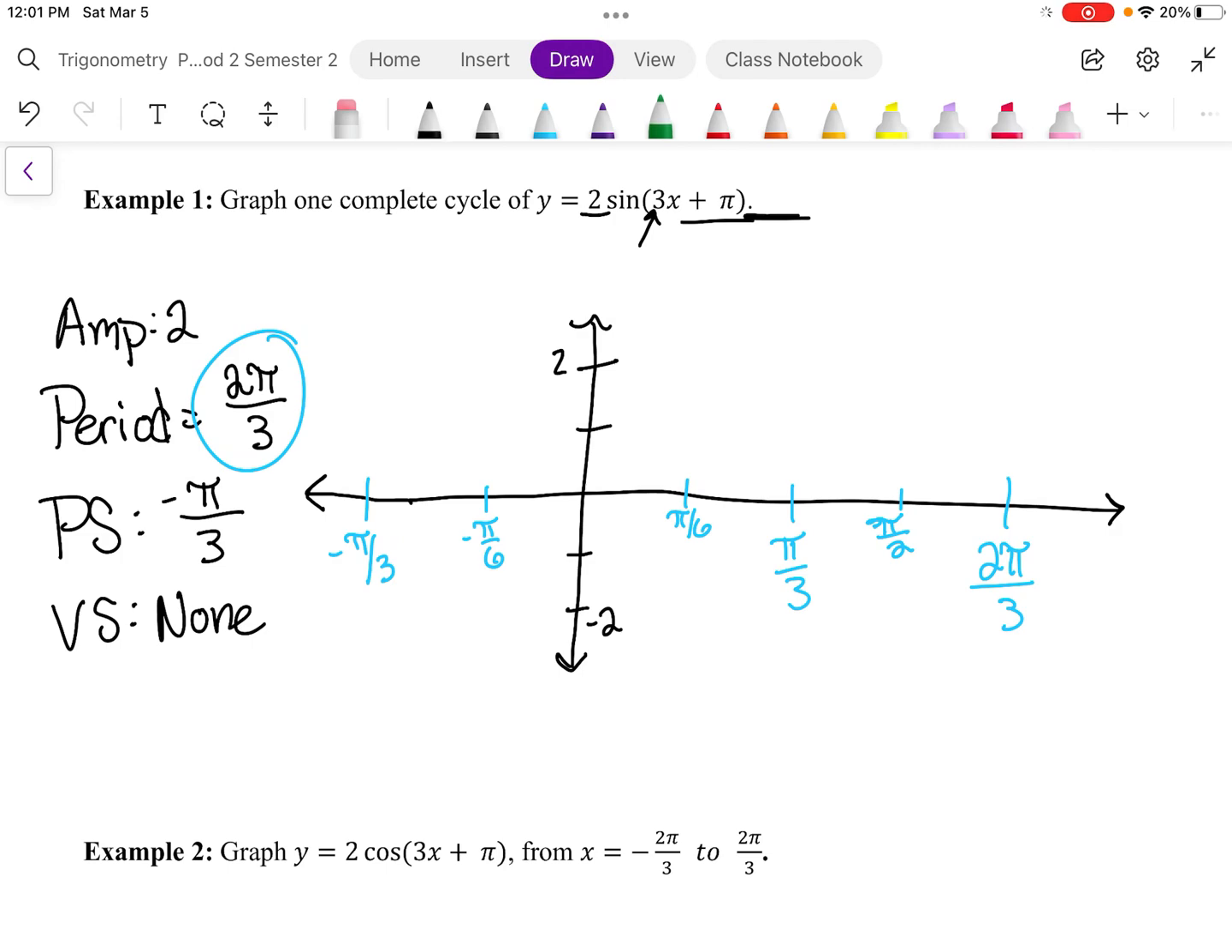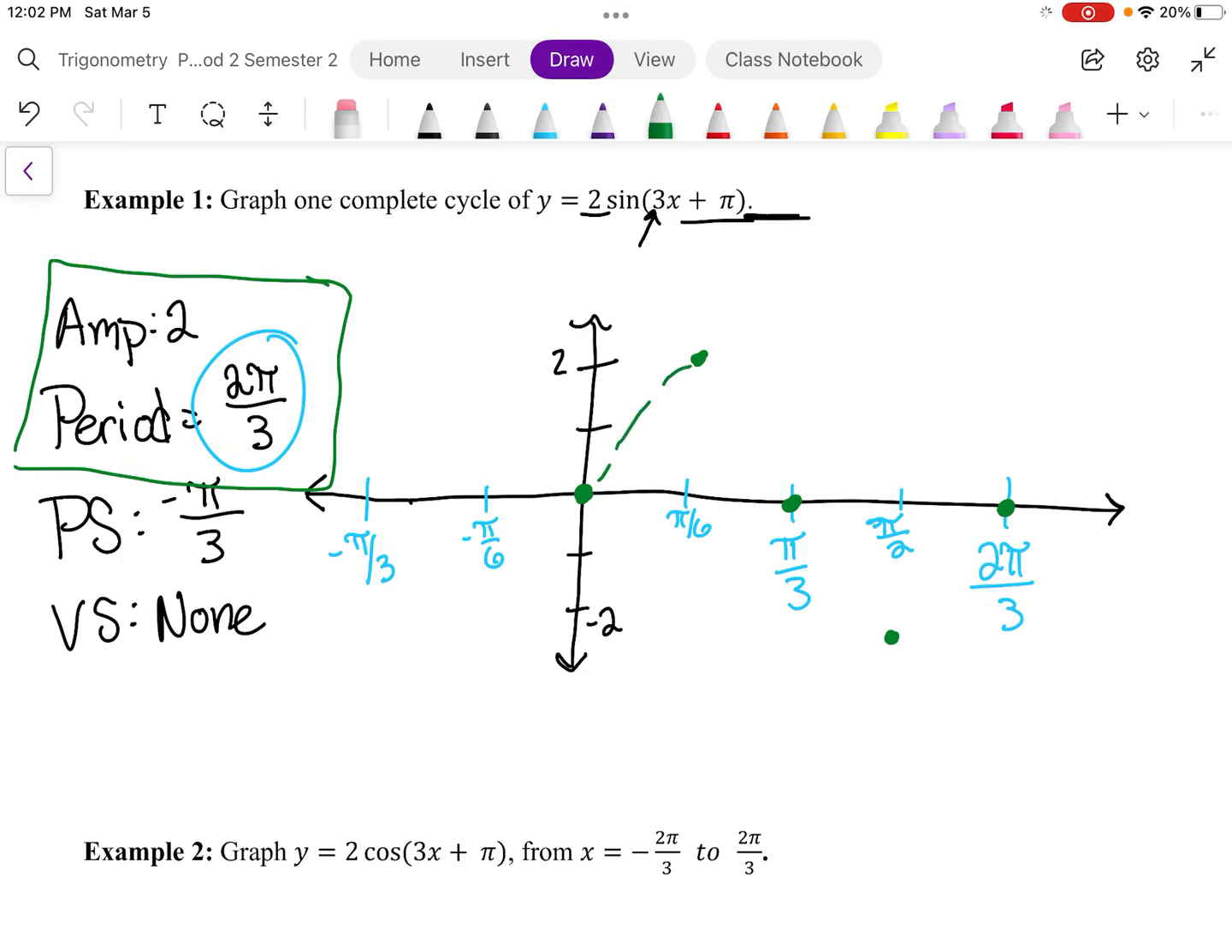So to start off, we are going to graph this, completing our new amplitude and our new period. We're going to start by drawing our sine graph with an amplitude of 2 and a period of 2 pi over 3. So we know it's going to make one complete cycle between these 2 points. And we always start by going from 0 to our maximum, down to 0, and then to our minimum.